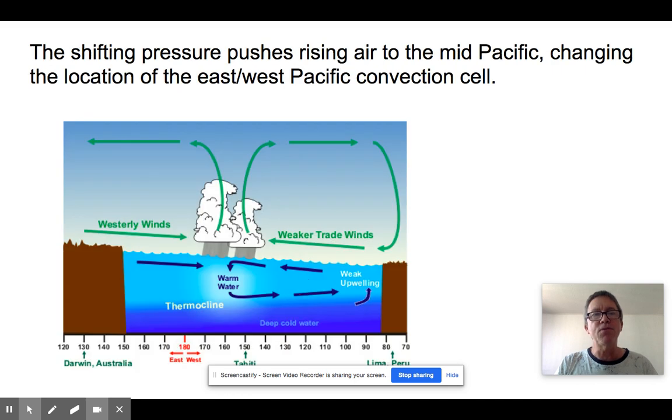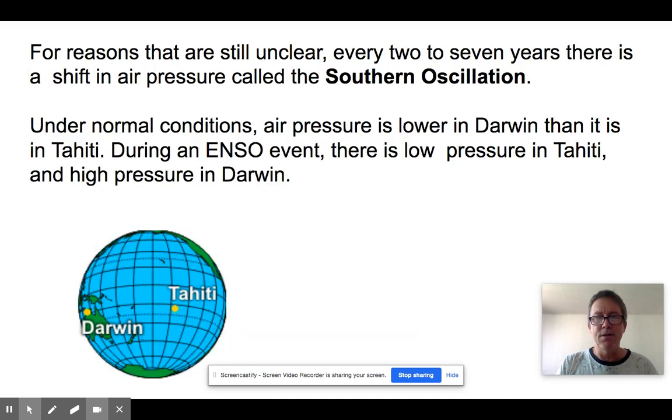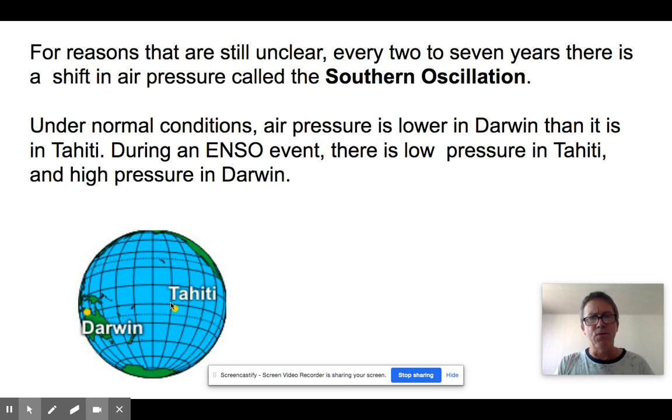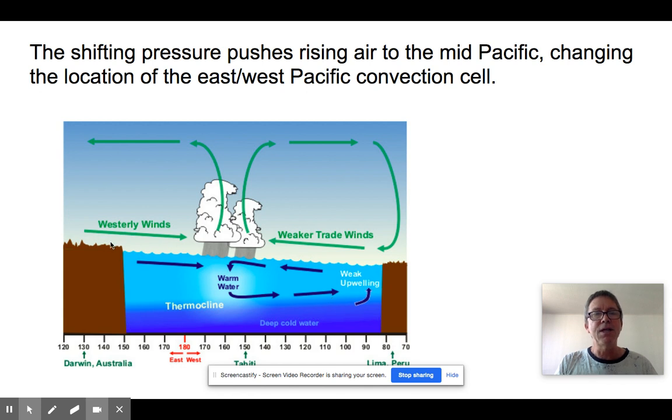But then there's this shift in pressure that happens, and all of a sudden, for a reason we don't know, that low pressure shifts over here to Tahiti, and higher pressure comes into Darwin. And what that does is this breaks that Walker cell. And so when I have low pressure here, that means I'm going to have convection happening here instead. And so what happens is this low pressure cell moves across.